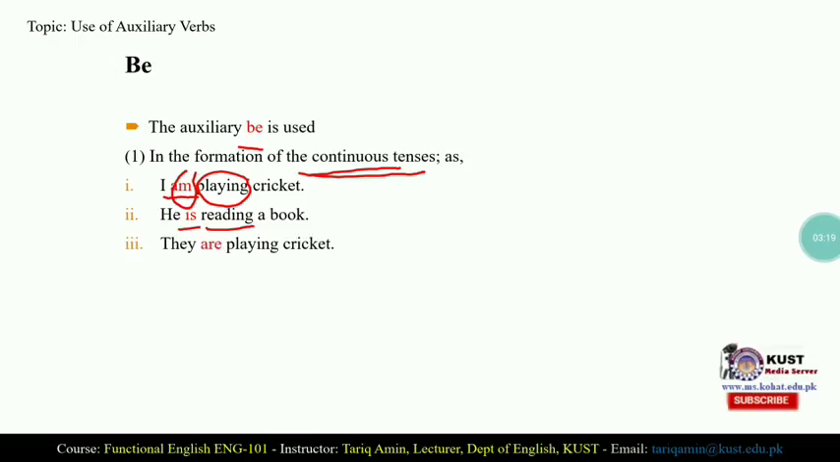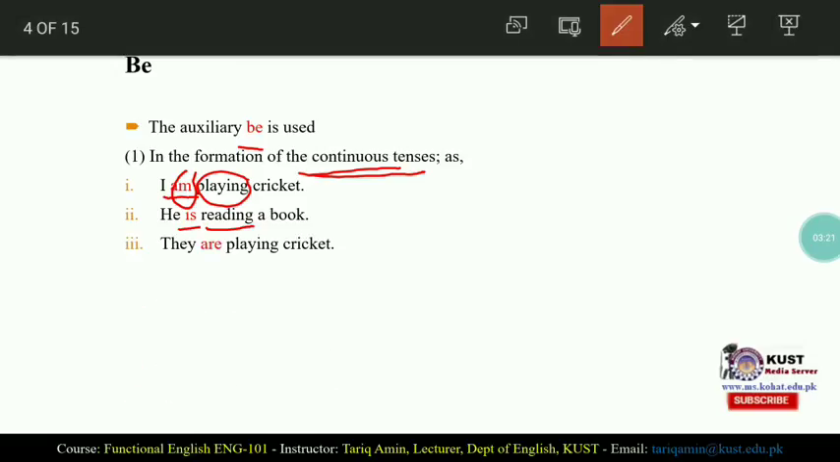And they are playing cricket. Once again, we can see that the form of the verb to be is used over here in this example, and playing is the participle form of the verb play. Play is the original verb, and ing has been added to it in order to form continuous tense.